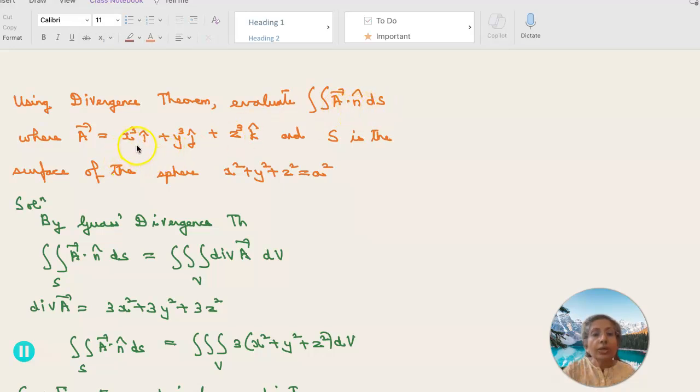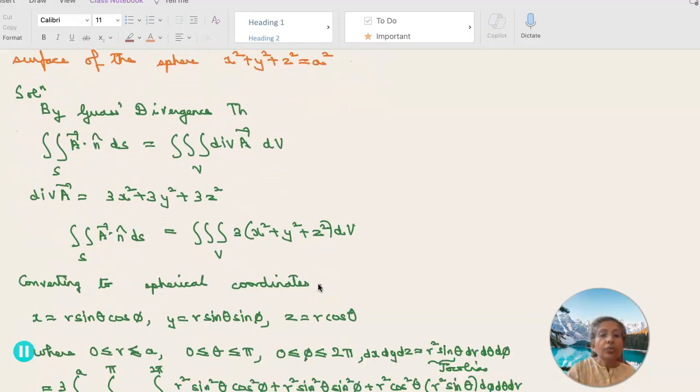where A equal to x cubed i plus y cubed j plus z cubed k and S is the surface of the sphere x squared plus y squared plus z squared equal to a squared. Now what does Gauss's divergence theorem say? The double integral over S of A dot n dS will be triple integral over V of divergence of A dV. And what will be divergence of A? 3x squared plus del by del y of the j component, that is 3y squared, plus 3z squared.